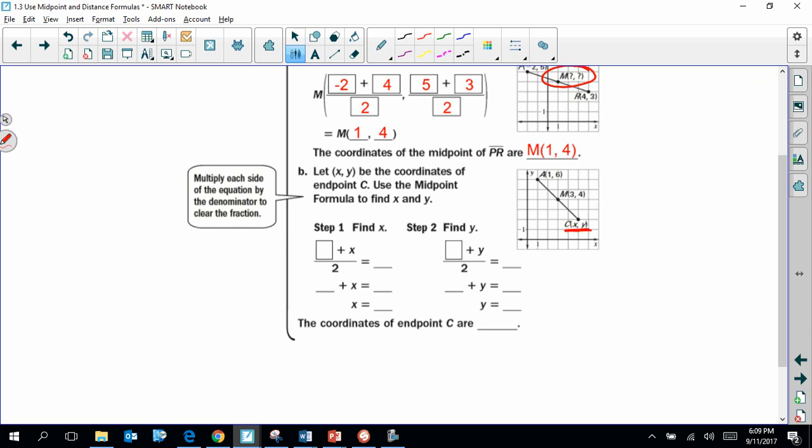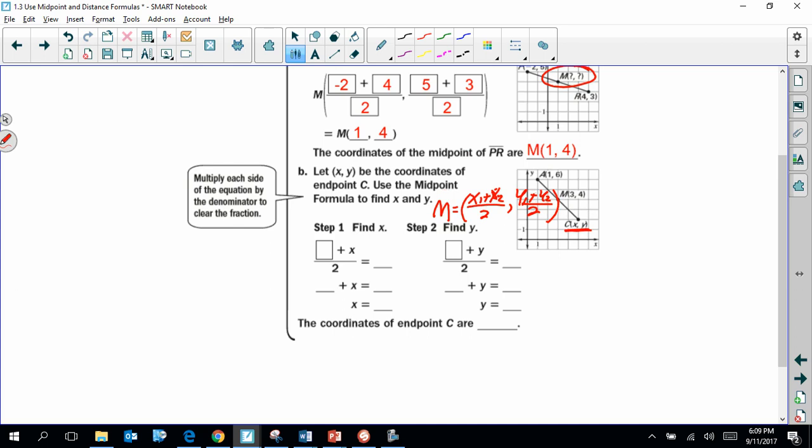We're looking to find the coordinates for C. Now again, you can count on the graph to see where the coordinates are, but that's not the point. We want to see what the formula gives us. So again, my recommendation, anytime you use a formula, write it down. So x1 plus x2 over 2, and y1 plus y2 over 2.